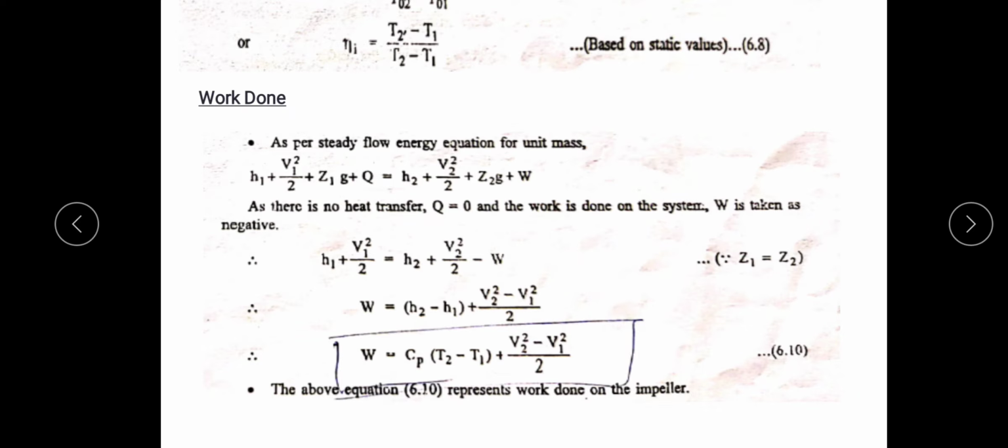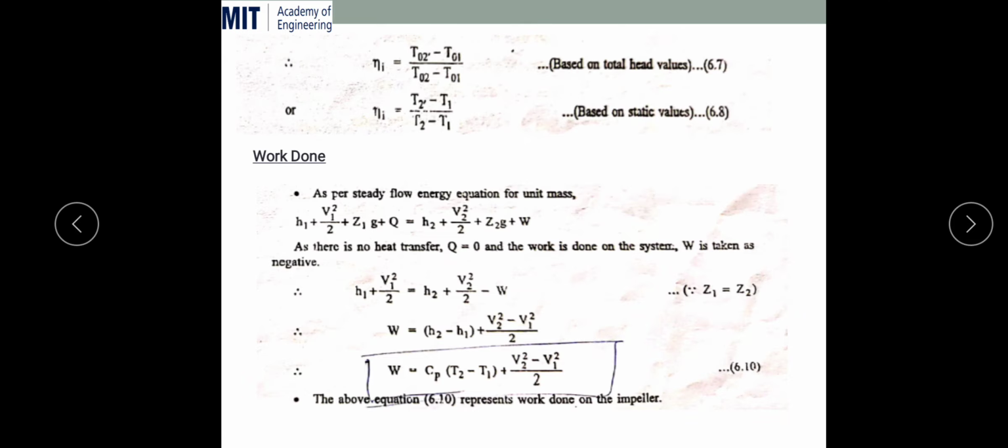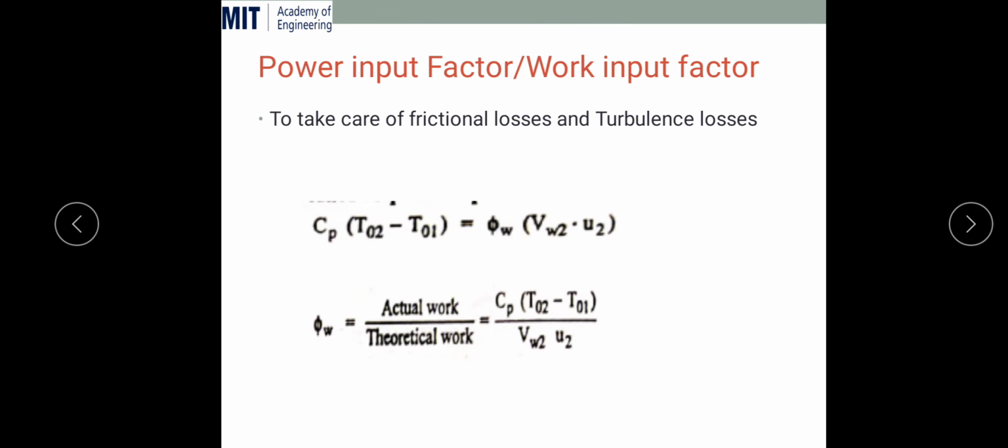Again we just put the h values over here: h2 is equal to Cp into T2 and h1 is equal to Cp into T1. How this formula is derived, just refer to thermal engineering books and you will get that equation. So the above equation represents the work done on the impeller in terms of temperature and velocity changes. Now we have to define the remaining performance factors.